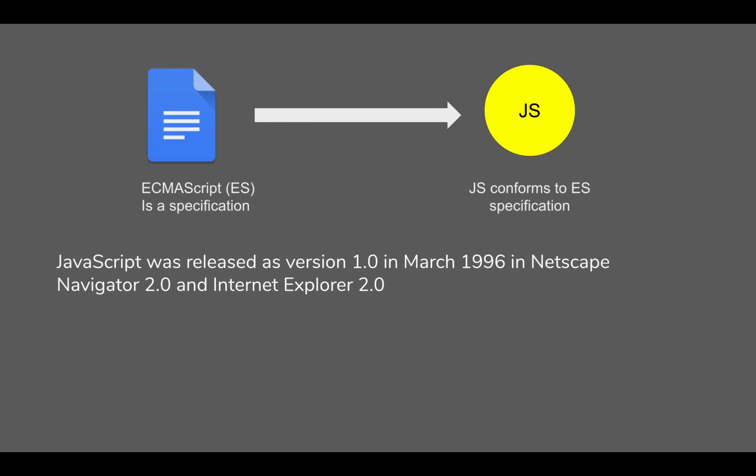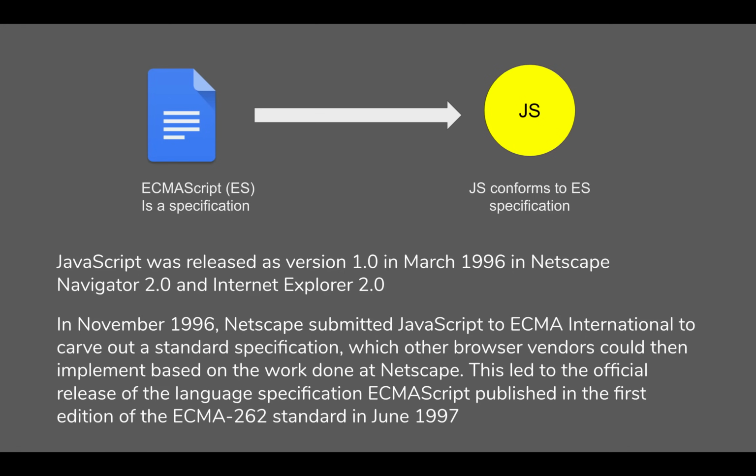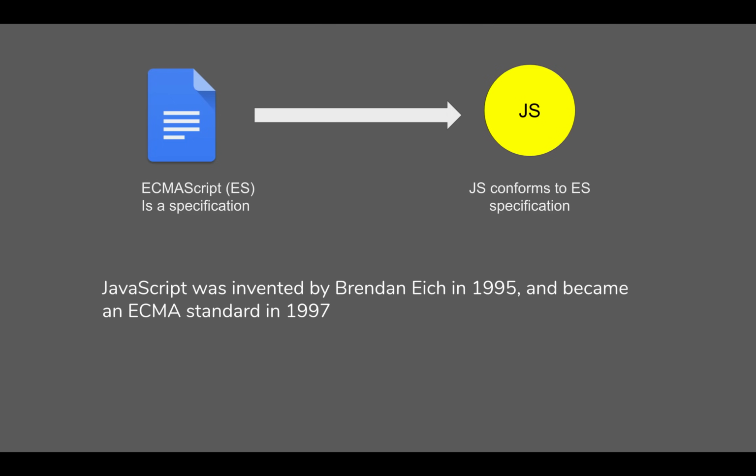JavaScript was released as version 1.0 in March 1996 in Netscape Navigator 2.0 and Internet Explorer 2.0. So these were the two browsers where it was released in March 1996, and then in November 1996 Netscape submitted JavaScript to ECMA International, which is the standard body, to carve out a standard specification so that other browser vendors could also use it. So this led to the official release of the language with ECMAScript, whose first edition was published in June 1997. So here JavaScript was invented by Brendan Eich in 1995 and became an ECMA standard in 1997. So I hope this is very clear. JavaScript conforms to the ES or ECMAScript specification.